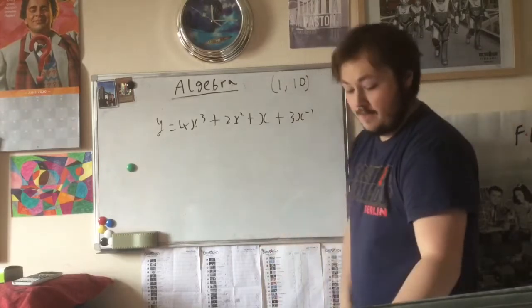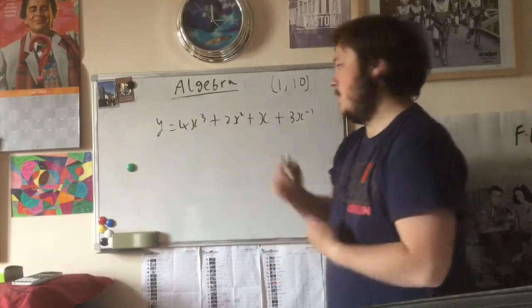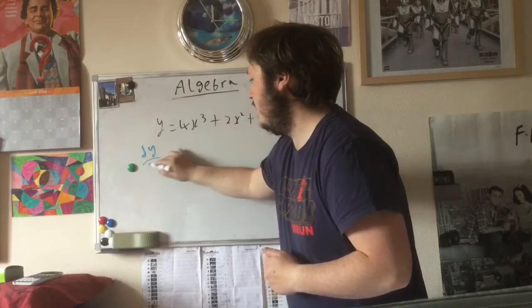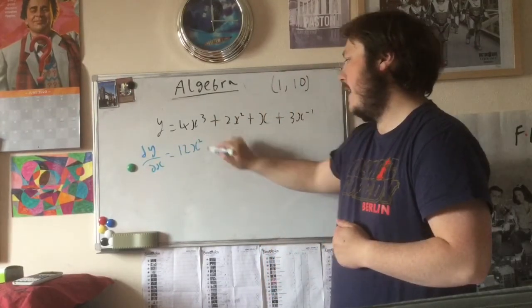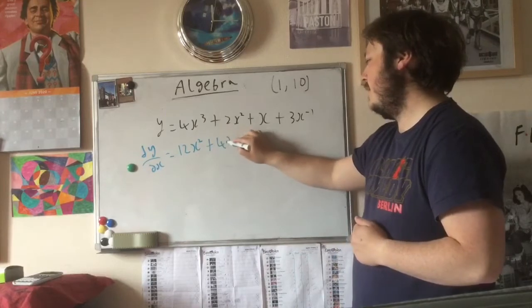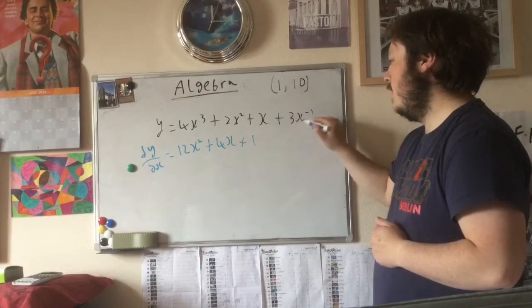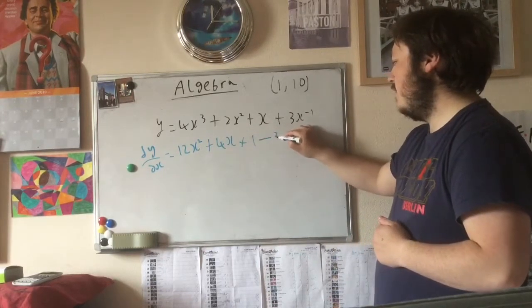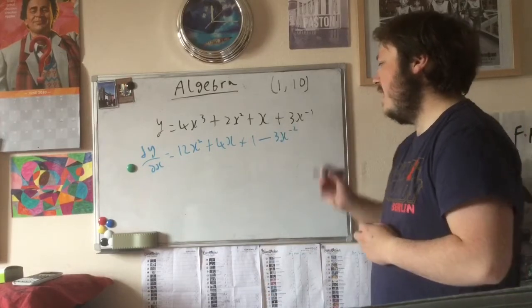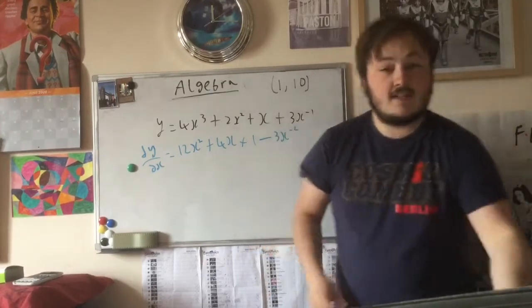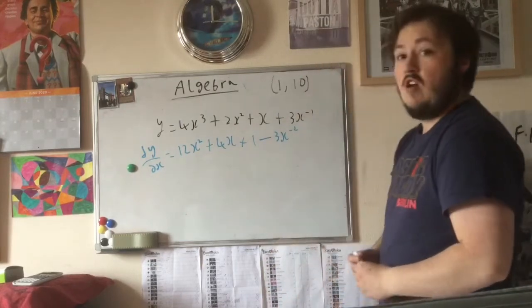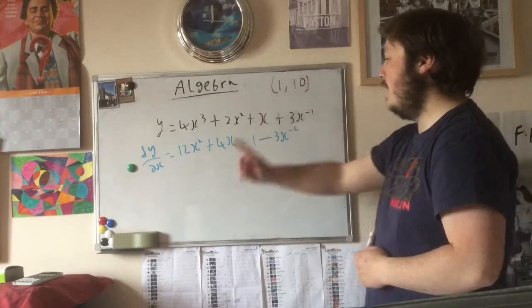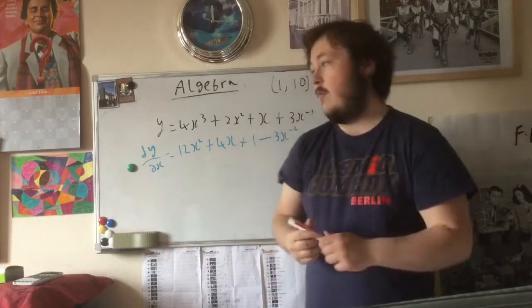So let's do it. The differential of this equation, so you put dy over dx equals 12x squared plus 4x plus 1 minus 3x to the power of negative 2. That's this equation differentiated. So now we substitute our x value, which in this case is 1, into this equation.